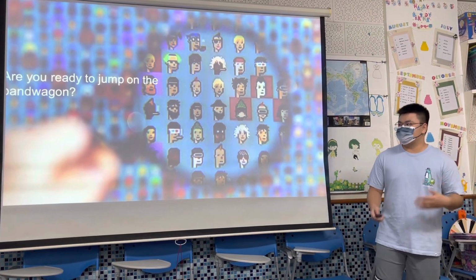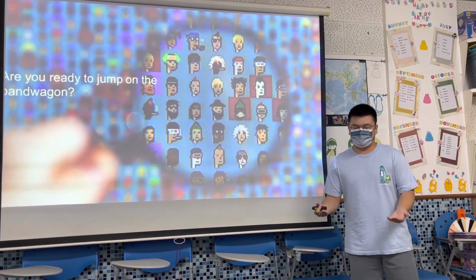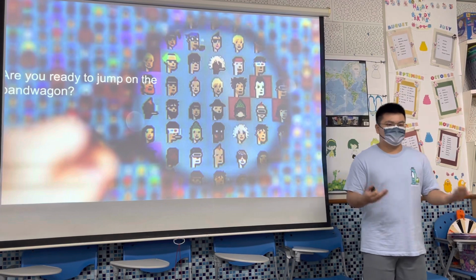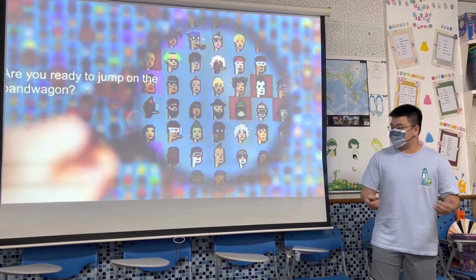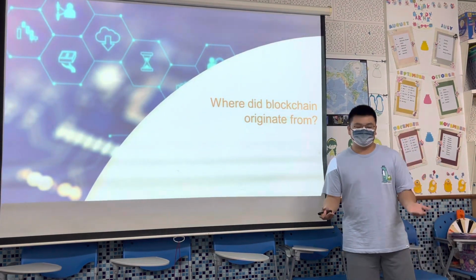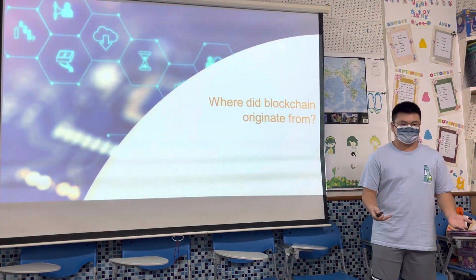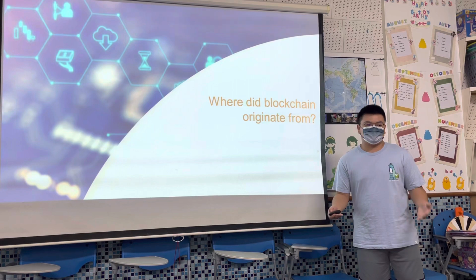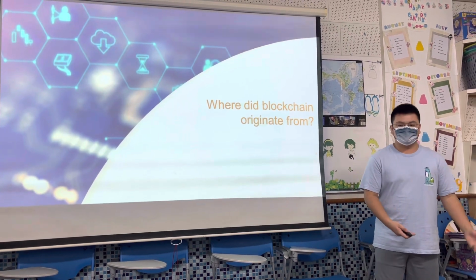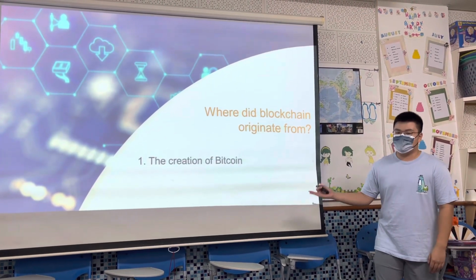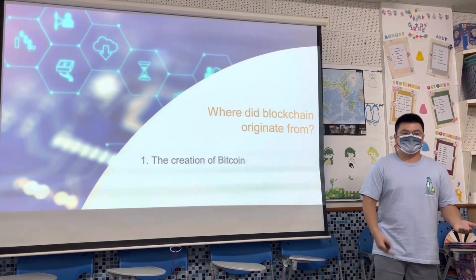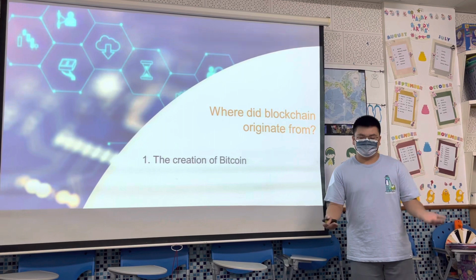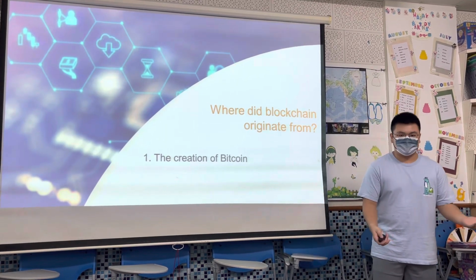And before we start to talk about Bitcoin and NFT, we have to know one thing called blockchain. And before we start to talk about blockchain, we have to know where it originated from. There are two ways to explain where it originated. The first one is the creation of Bitcoin. In order to match the requirements of Bitcoin, the blockchain was created.